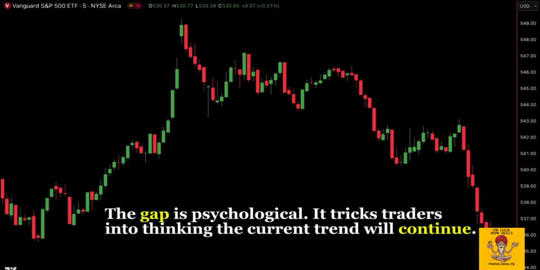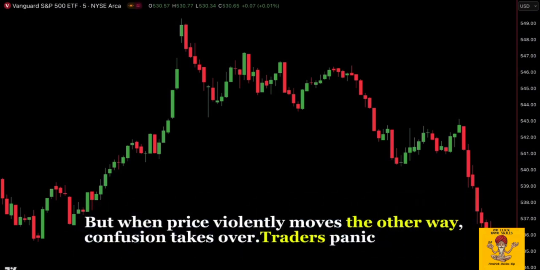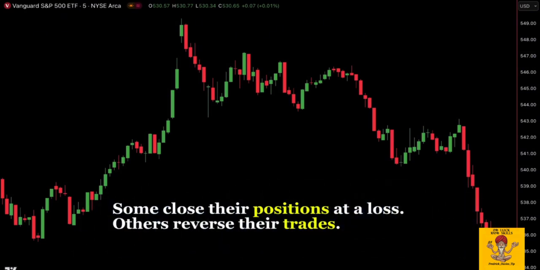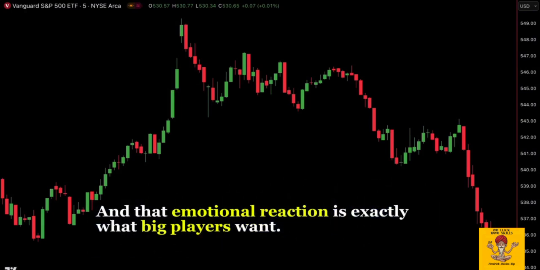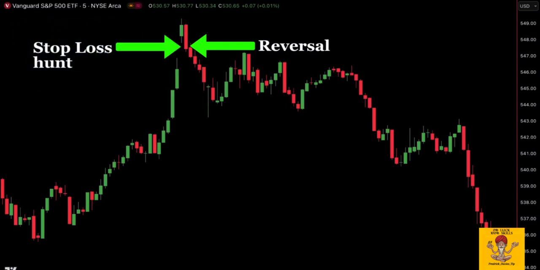The gap is psychological. It tricks traders into thinking the current trend will continue, but when price violently moves the other way, confusion takes over. Traders panic. Some close their positions at a loss, others reverse their trades, and that emotional reaction is exactly what big players want. The first part of the manipulation is the gap, engineered to provoke action. The second part is the reversal, designed to trap and exploit. Once the reversal starts, stop losses get swept, and that liquidity becomes fuel for the real move. To the trained eye, this trap becomes an opportunity.